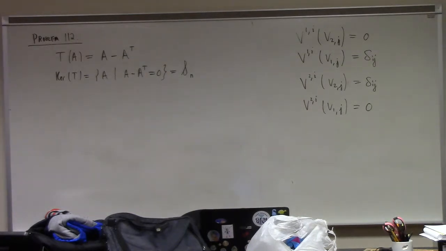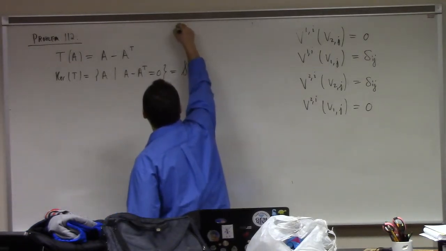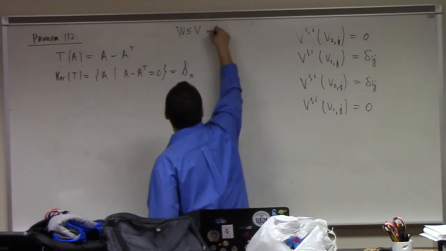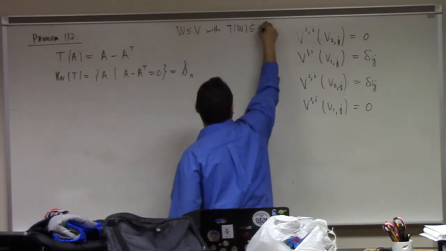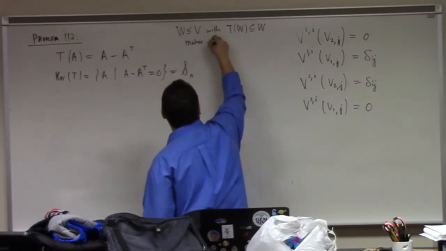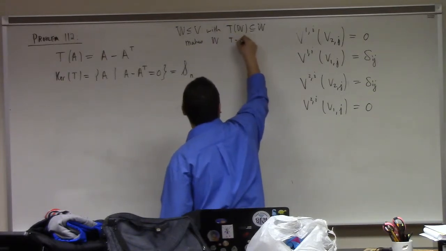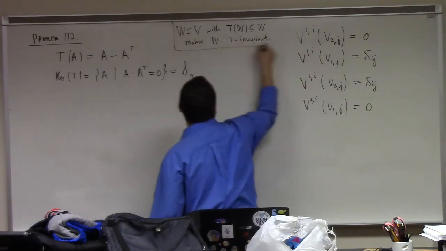Okay, so are we on board? Is that an invariant subspace? What does it mean for it to be an invariant subspace? What makes W an invariant subspace? W, a subspace of V, with T of W a subset of W, makes W so-called T invariant. That's the definition.